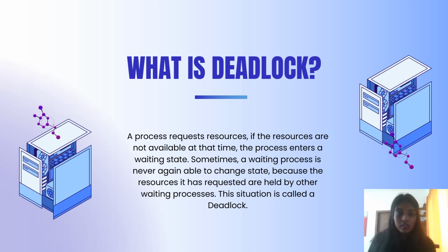A process requests resources, and if the resources are not available at that time, then the process enters a waiting state. Sometimes a waiting process is never again able to change its state because the resources it has requested are held by other waiting processes, and this situation is called a deadlock.